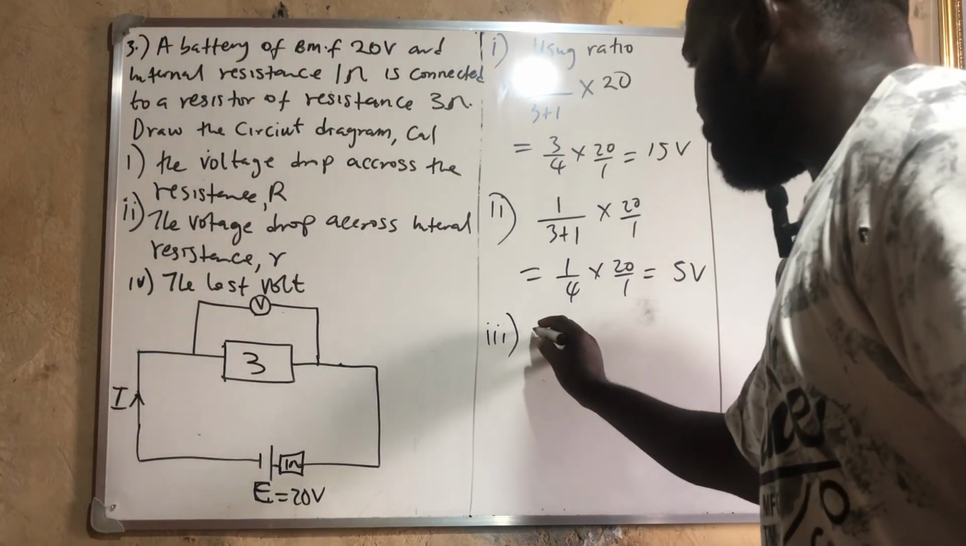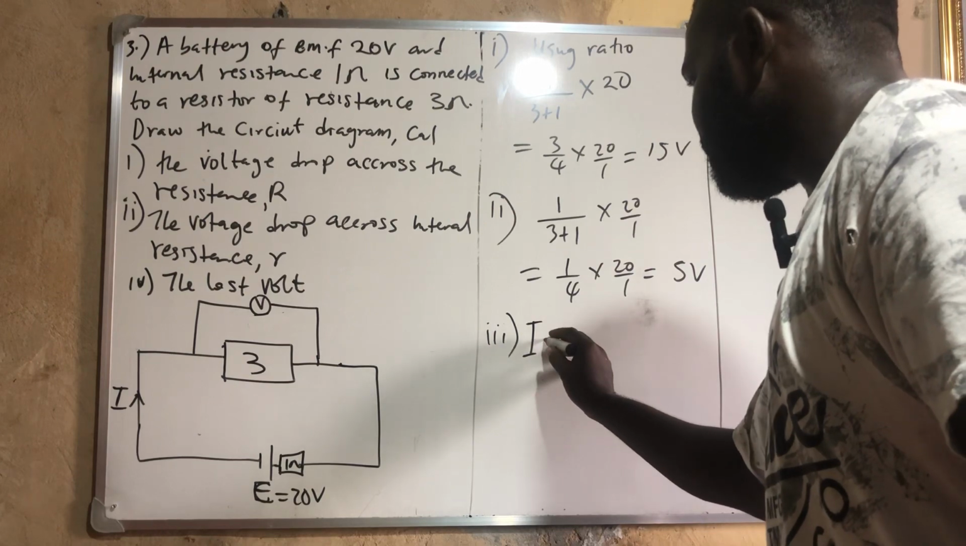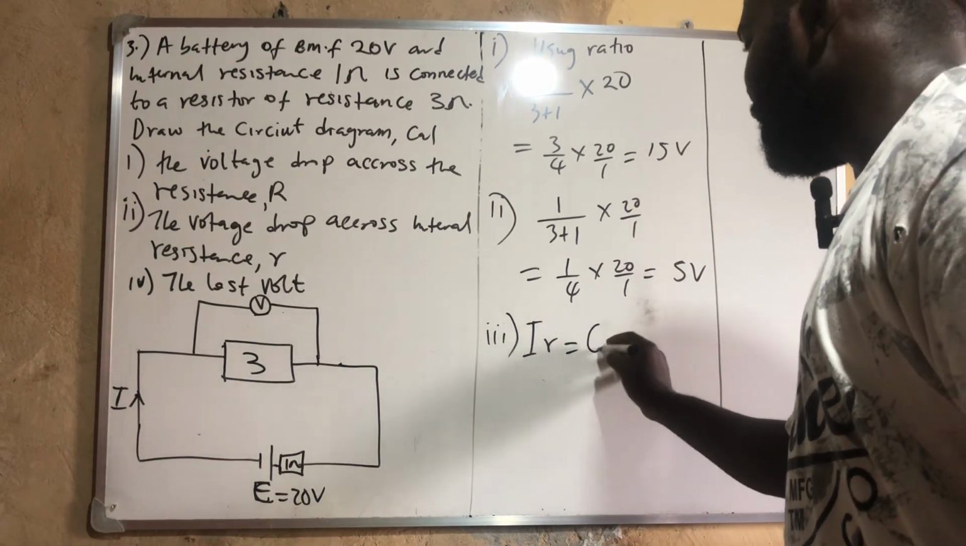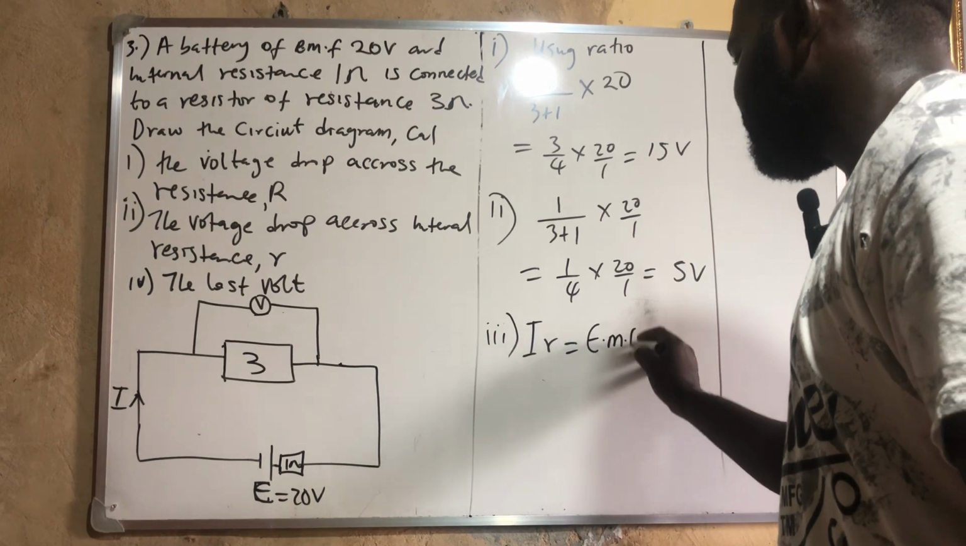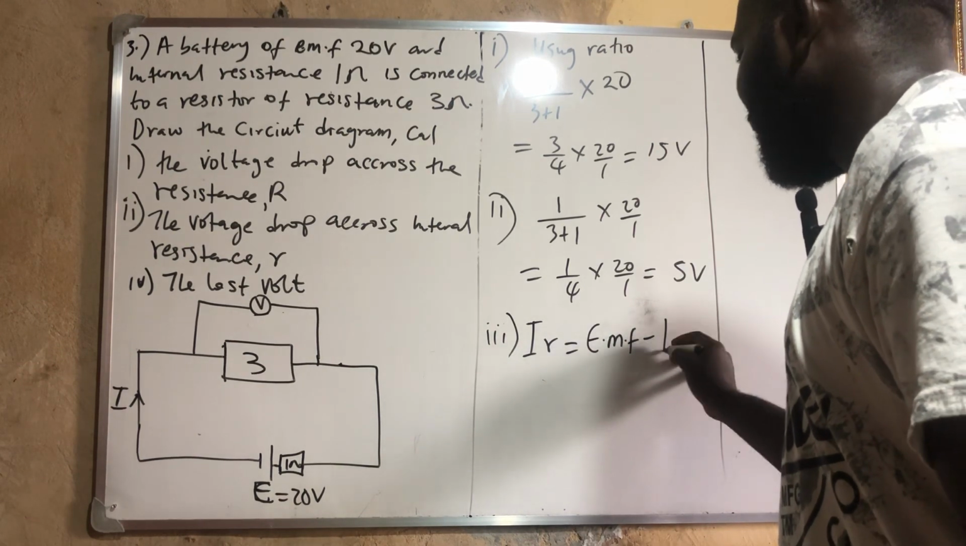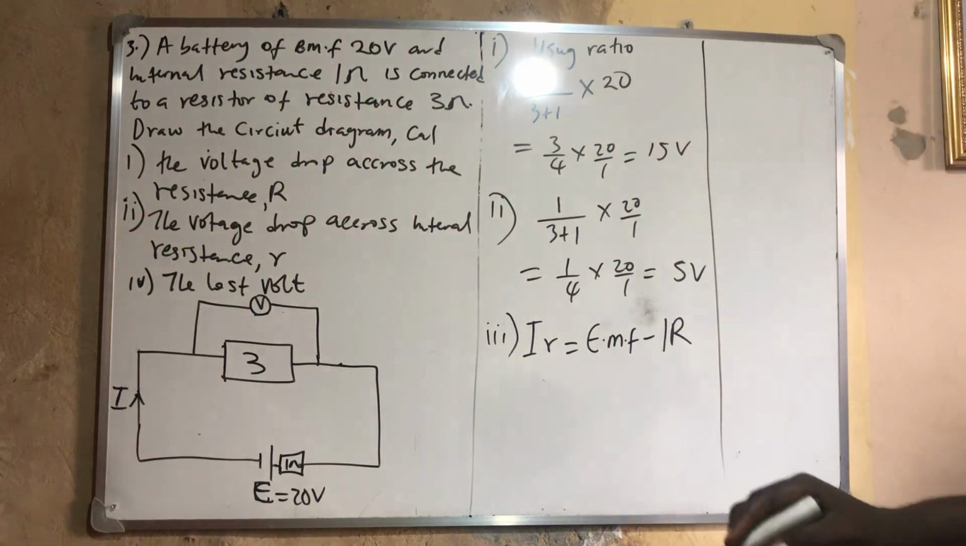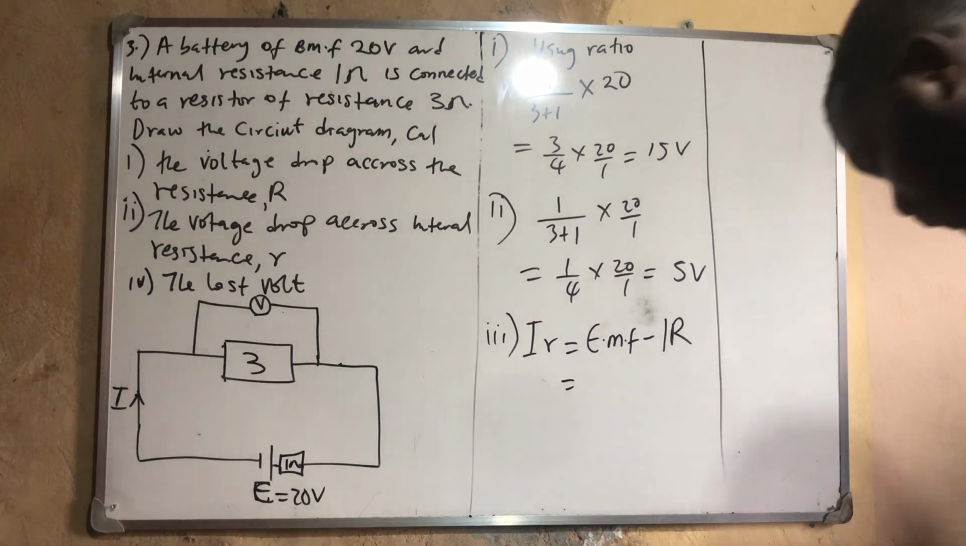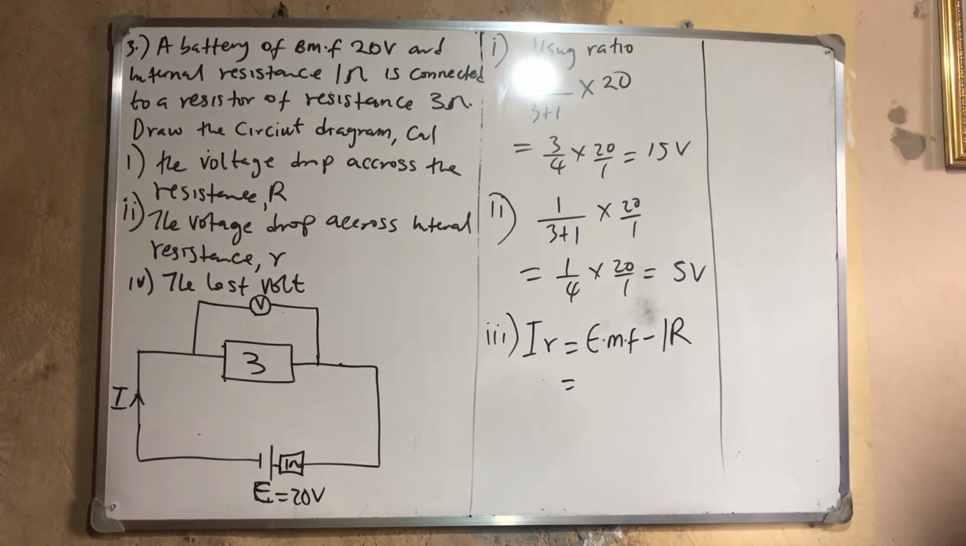So I have that the lost voltage, I small r, is equal to the EMF minus I big R. Okay, so that is how to get your lost voltage. But before that, we need to get our current.